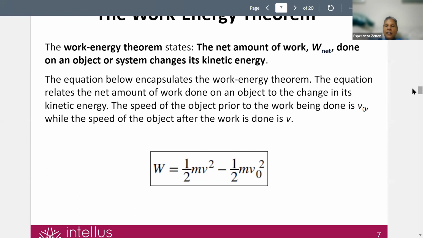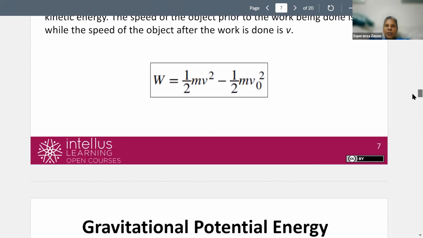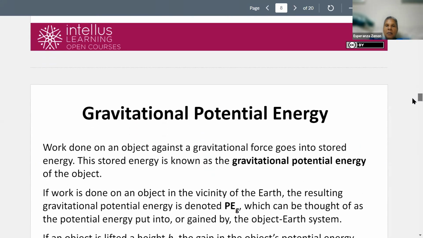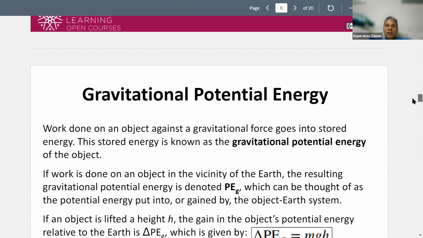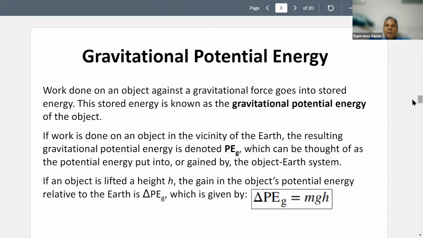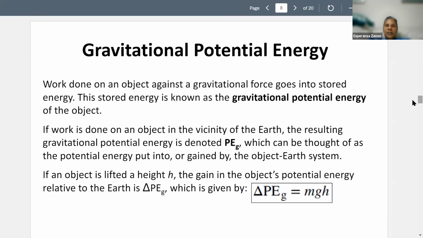So if we look at the difference between the final kinetic energy and the starting kinetic energy, that tells us how much work is done, that net work. Okay? And that is what we call the work energy theorem. Last week, we looked at the impulse momentum theorem. This week, we're looking at the work energy theorem.